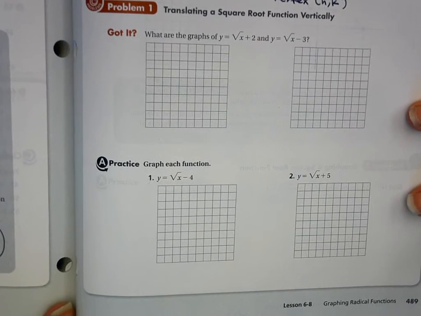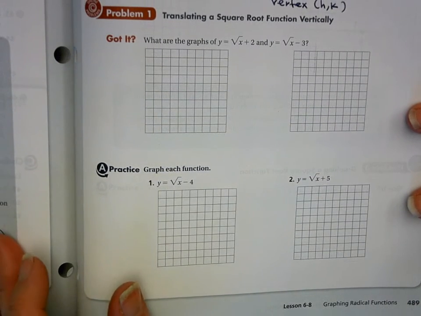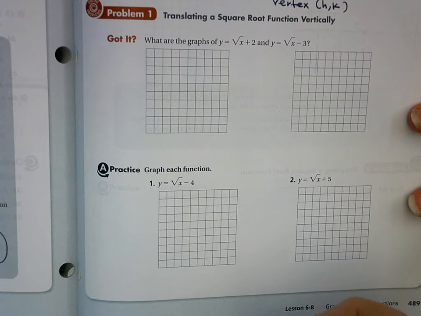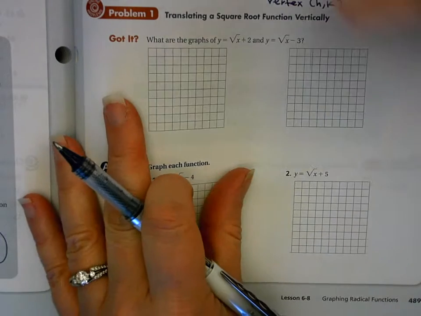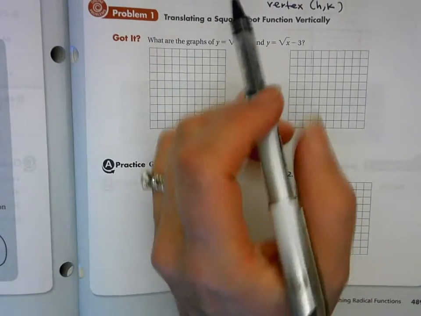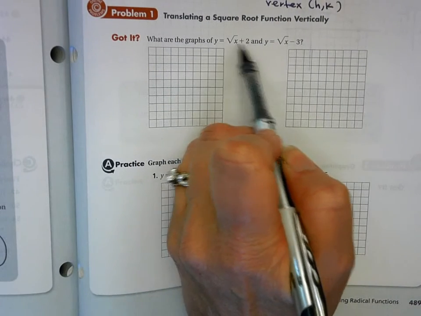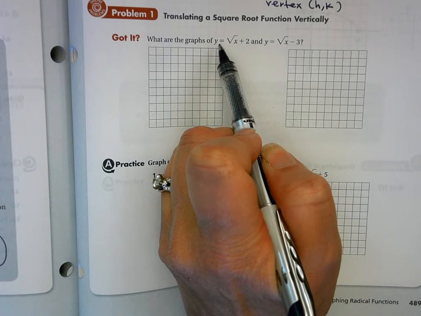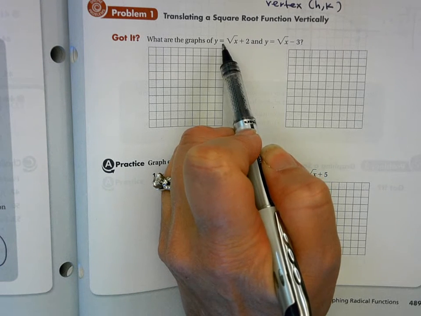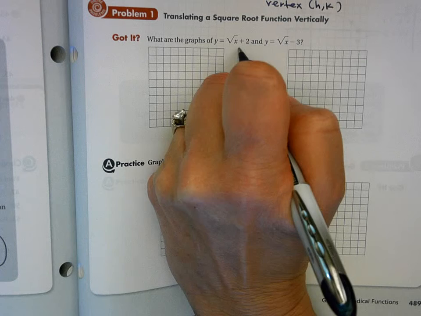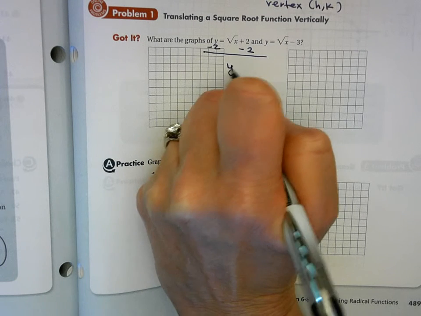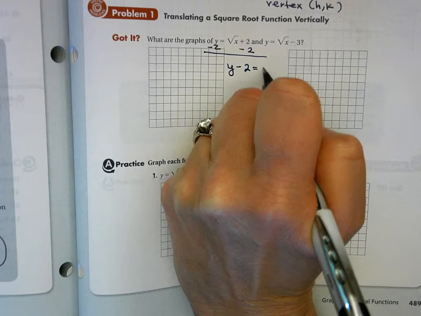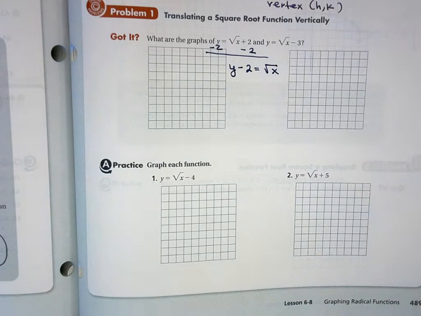Okay. So we're going to do graphing. Okay, so what are the graphs of y equals root x plus 2 and then y equals root x minus 3? So we're going to do this one here first. Okay, so when I look at this plus 2, is it with the x or should it be with the y? It should be with the y. Okay, so I'm going to subtract the 2 over to the other side. Okay, so then I have really y minus 2 equals root x.